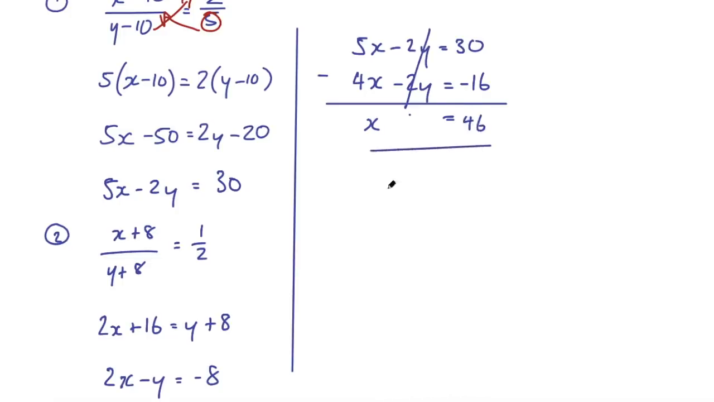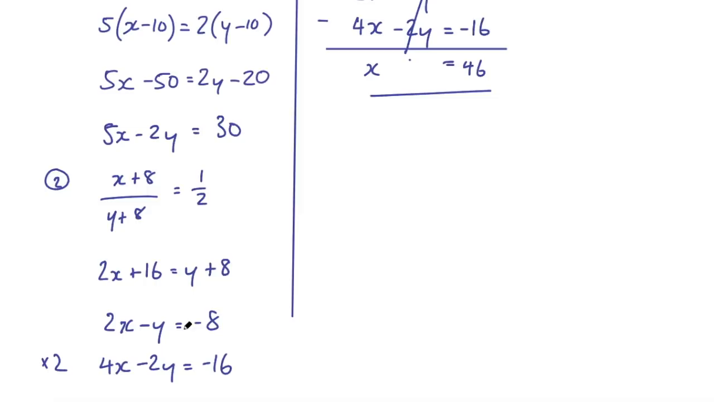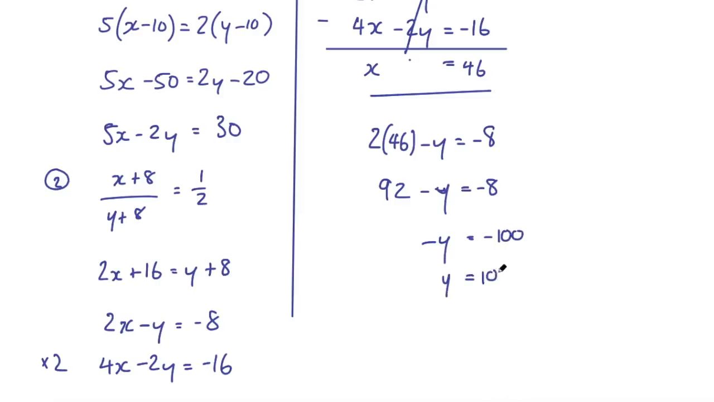So x equals 46. And then stick that into another equation, such as this one. So if I take 2x minus y equals minus 8 and substitute 46 into that, I will get 2 times 46 minus y equals minus 8. So 2 times 46, that's 92, minus y equals minus 8. And then minus y equals minus 8 minus 92, so that will be minus 100. So therefore y equals 100.